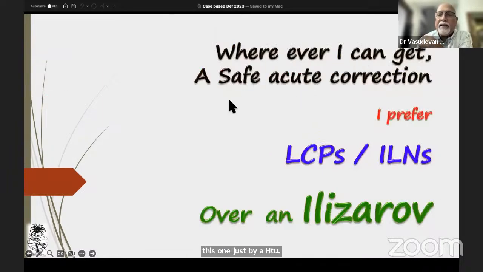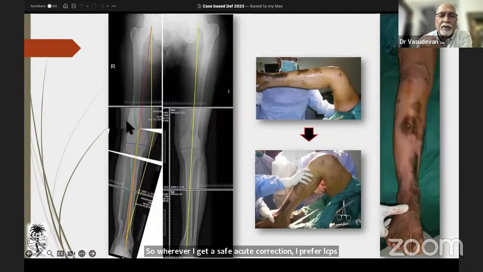So wherever I can get a safe acute correction, I prefer LCPs or interlocking nails over an Ilizarov. So here in the femur I decided to do an acute correction and a quadricepsplasty. From there I got flexion like this and fixed the distal femur with an LCP. In the tibia, I decided, you can see that suture marking there.